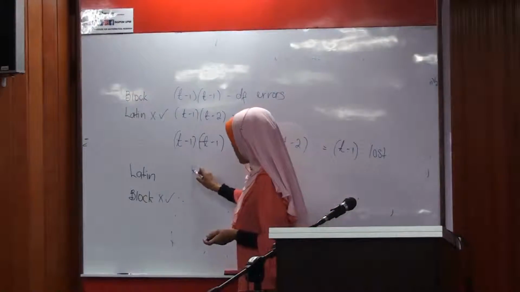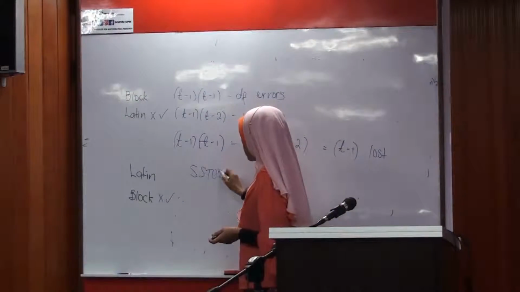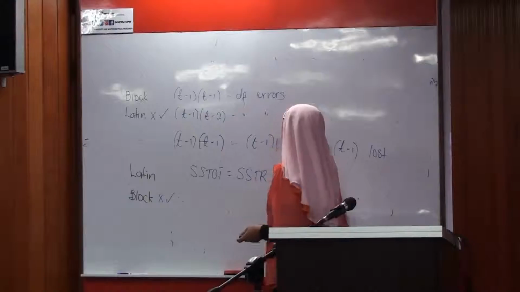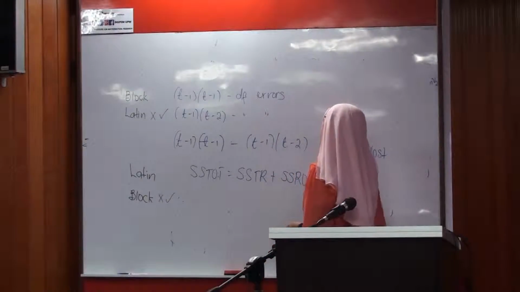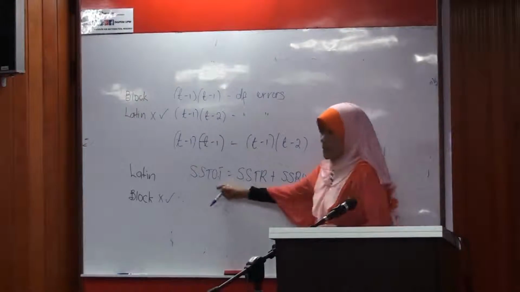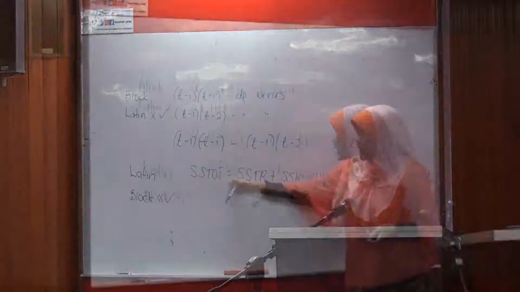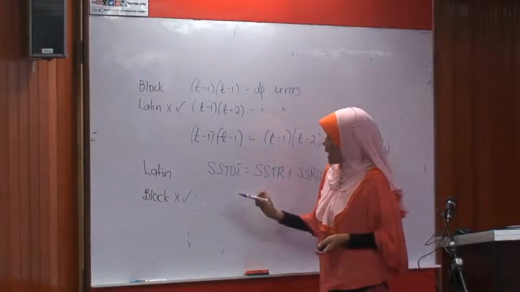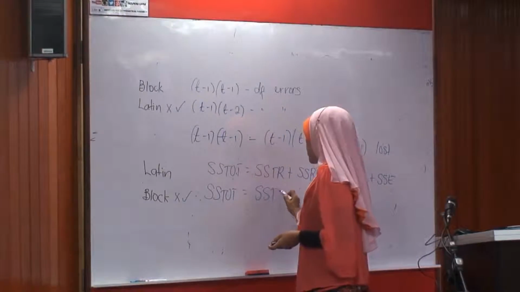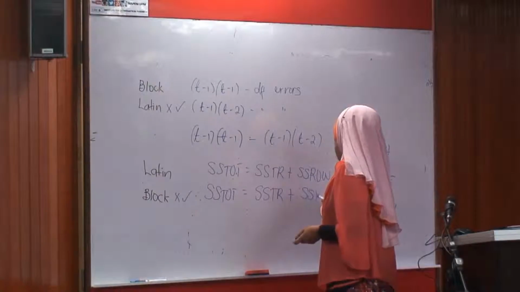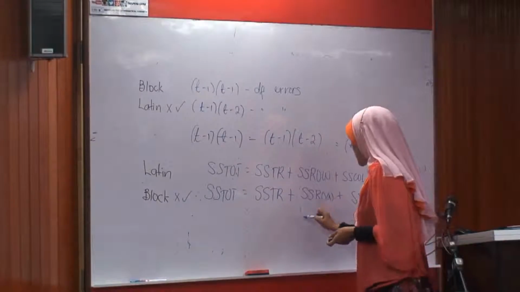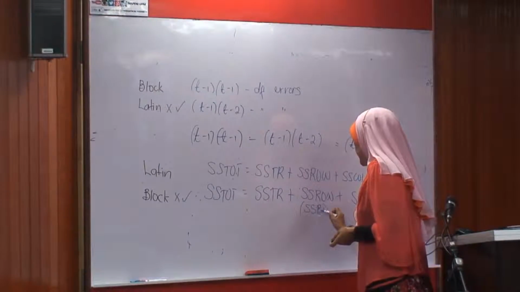For the Latin square, the partitioning will be SST equal to SS treatment plus SS row plus SS column plus SSE. This is the partitioning of the total sum of squares for the Latin square. And for the block, SST equals SS treatment plus SS row plus SSE. So this row, we can also call it SS block.